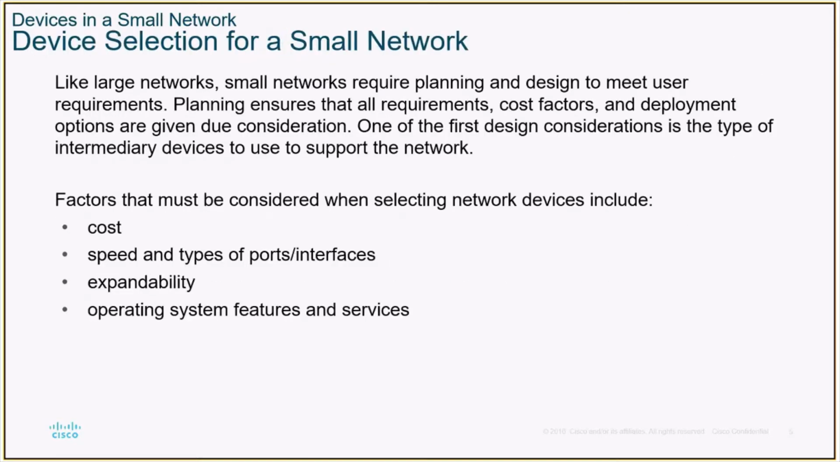Okay, so device selection for a small network. Like large networks, small networks require planning and design to meet user requirements. Planning ensures that all requirements, cost factors and deployment options are given due consideration. One of the first design considerations is the type of intermediary devices to use to support the network. So factors that must be considered when selecting network devices include how much they cost, what speed and what types of interfaces they run, how expandable they are, and any operating system features and services that are available.